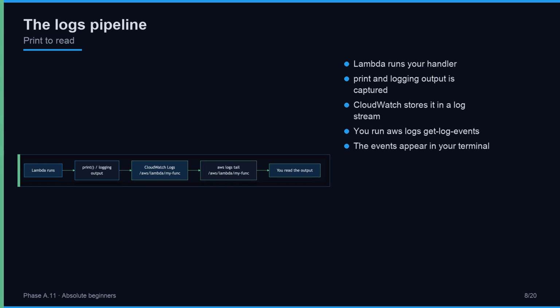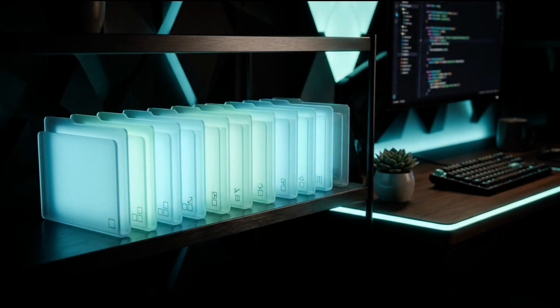Here is how a single line of output reaches your eyes. The Lambda function runs. Inside it, you call print or use the logging module. AWS captures that output automatically. The output lands in a CloudWatch log stream under the function's log group. You run aws logs get-log-events, and the events appear in your terminal. Five steps, end-to-end, all automatic except the last one, which is your reading. Print to read. Every Lambda gets its own log group with a predictable name. Once you know the pattern, you can find logs in seconds.